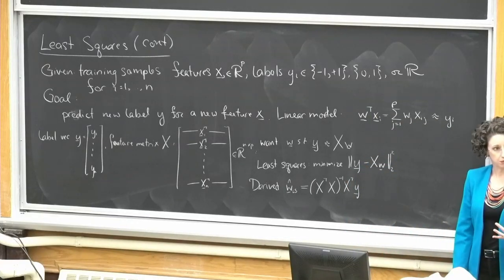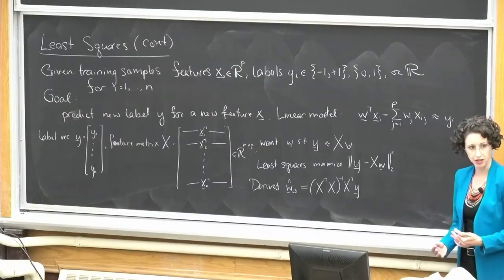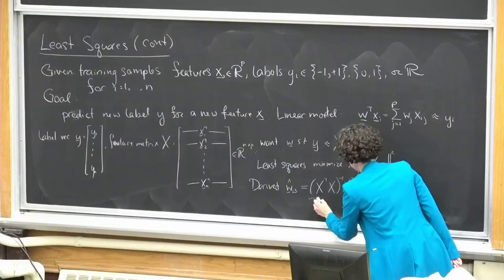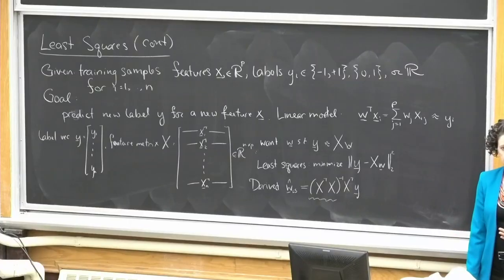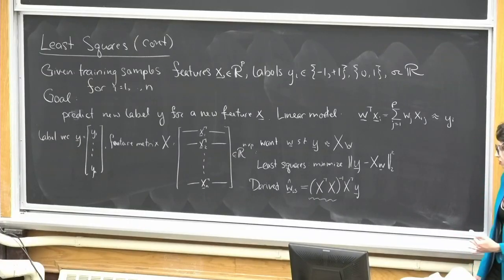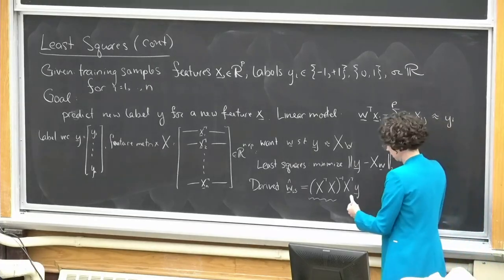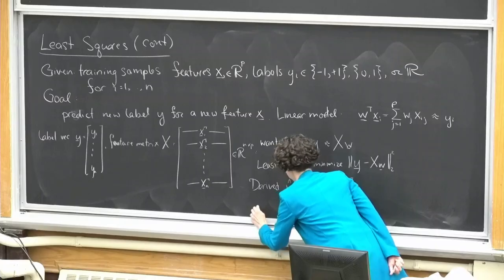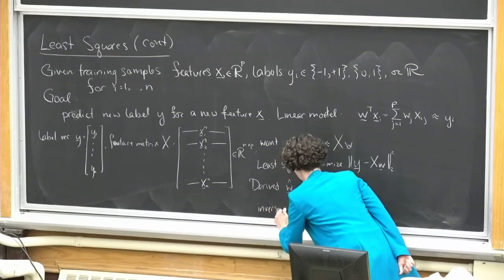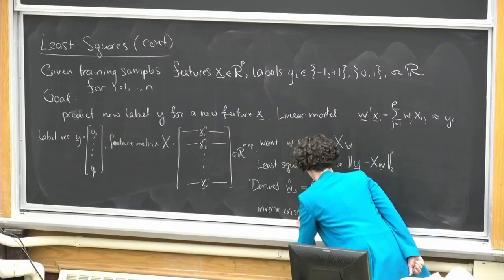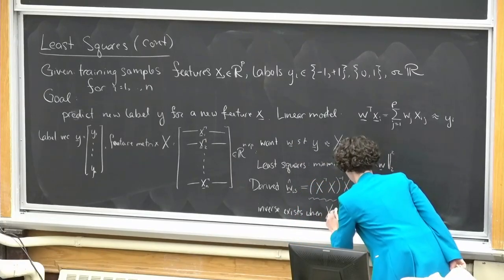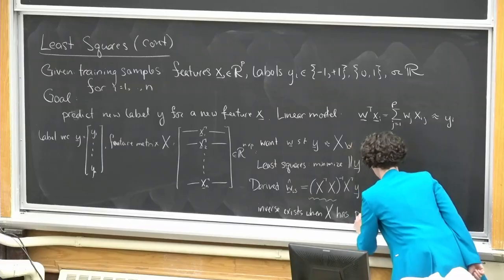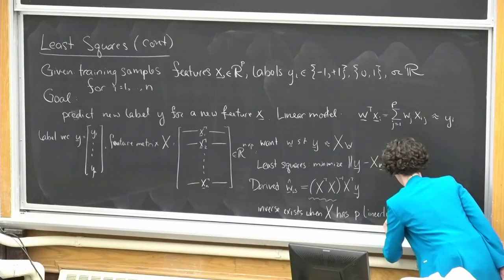But we were left hanging a little bit because a core question that we had not addressed is, when does this matrix X transpose X have an inverse? When can we even compute this least squares expression, and what ensures that it's nice and well defined? And what we claim is that this inverse exists when X has p linearly independent columns.